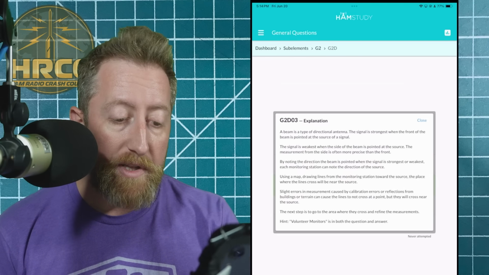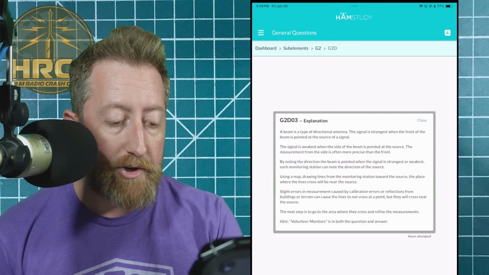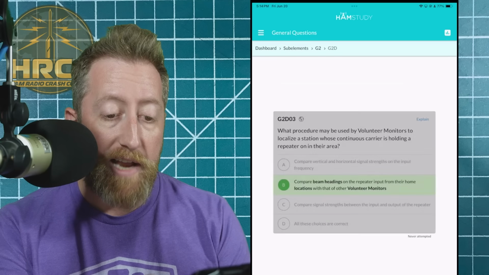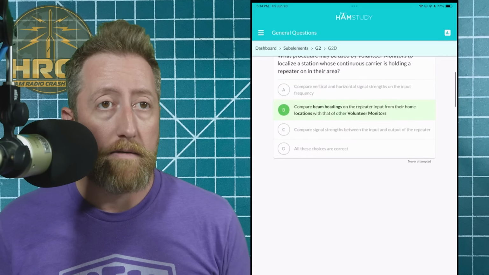The next step is to go to that area where they cross and refine the measurements. Hint, volunteer monitors are in both question and answer. Oh, that is a hint for how to take that test.